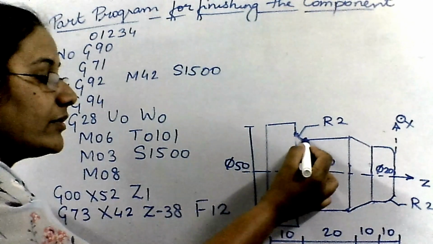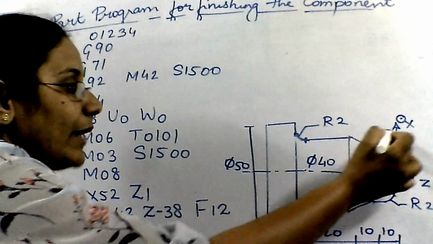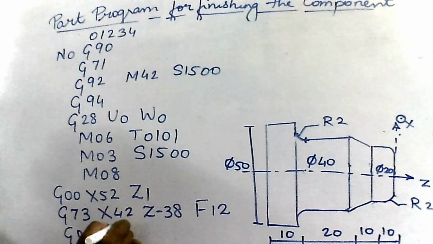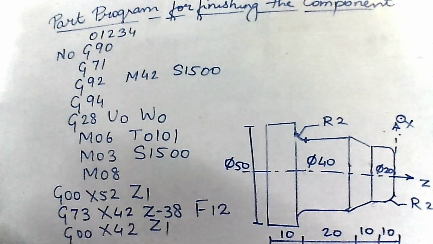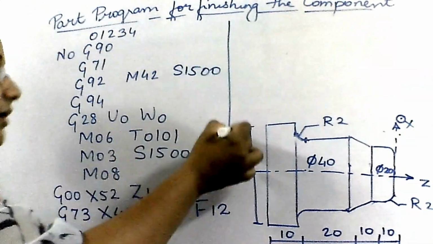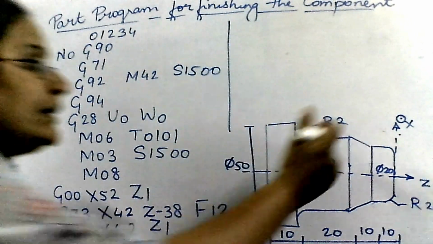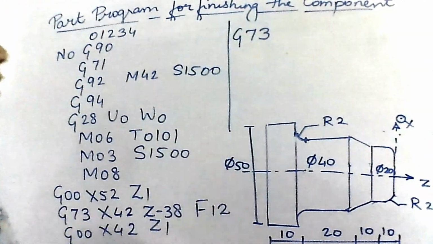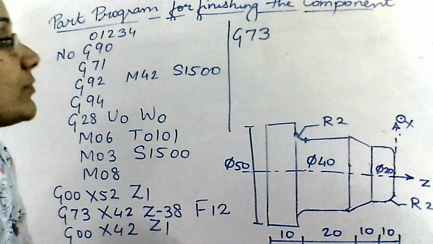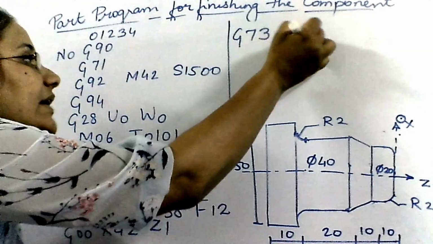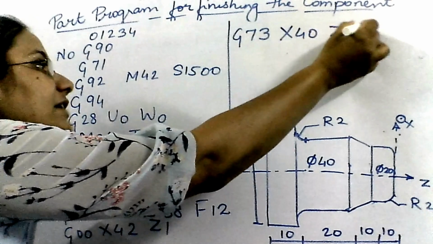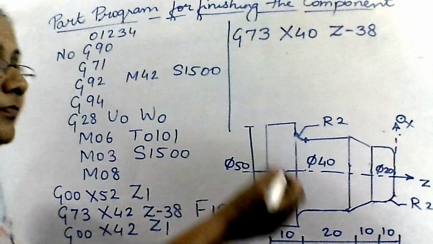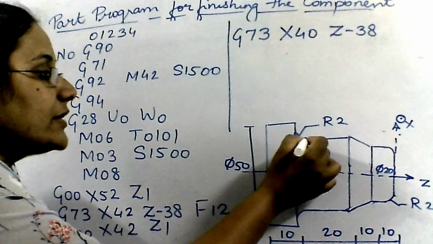Now, once I have come up till here, I will take my tool back over here. So it would be G00, X42 and Z would be 1. After that, I will take my tool down as I have to remove 2 mm more material. So G73, now X I take it as 40 and Z I take it as minus 38. Now I have reached up till this point.